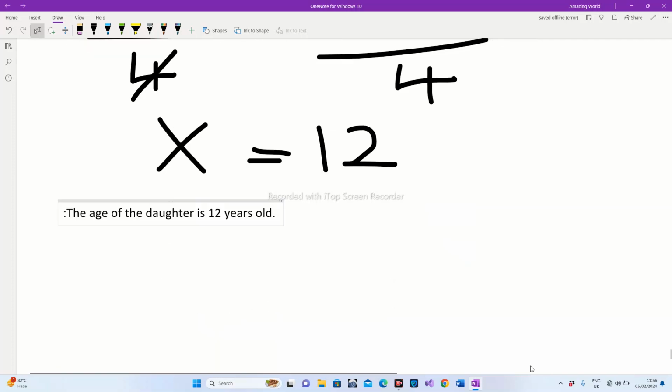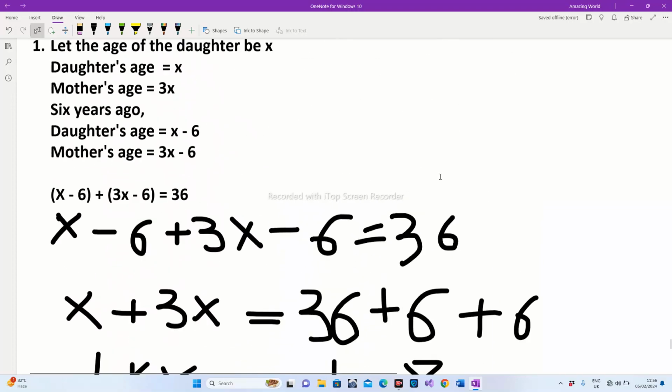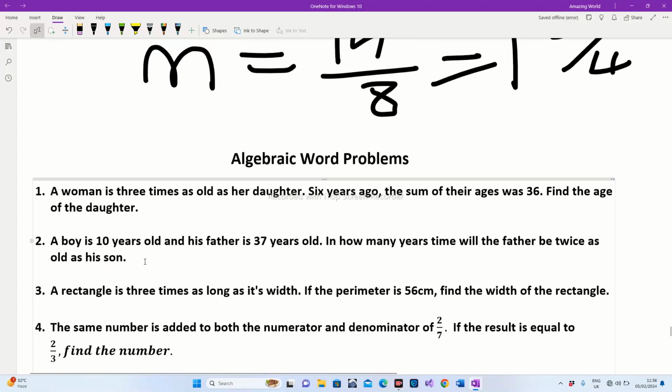So as we have seen from the exercise that we just solved, the daughter is 12 years old, and that means the mother, since the mother is 3 times as old as the daughter, is 36 years old. As we can see clearly from the question, a woman is 3 times as old as her daughter. 6 years ago, the sum of their ages was 36. Find the age of the daughter. So that is what we just did. I hope this is very well understood.